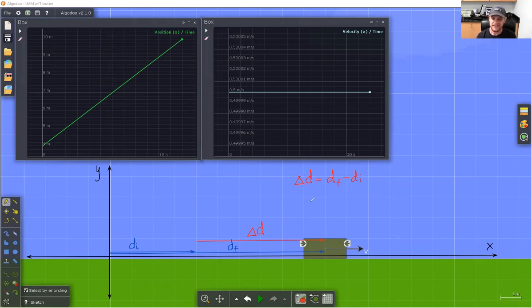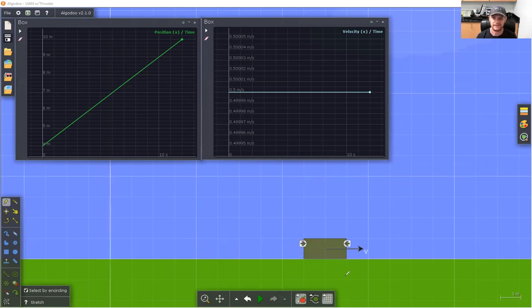So that's how we label positions in our motion graphs. That's how we label displacements on our motion graphs, or just to describe an object's motion. All right, so hopefully we got a feel for that now. What I'm gonna do now is start talking about the graphs as they relate to accelerated motion. So I'm gonna go ahead and erase everything on the screen here.